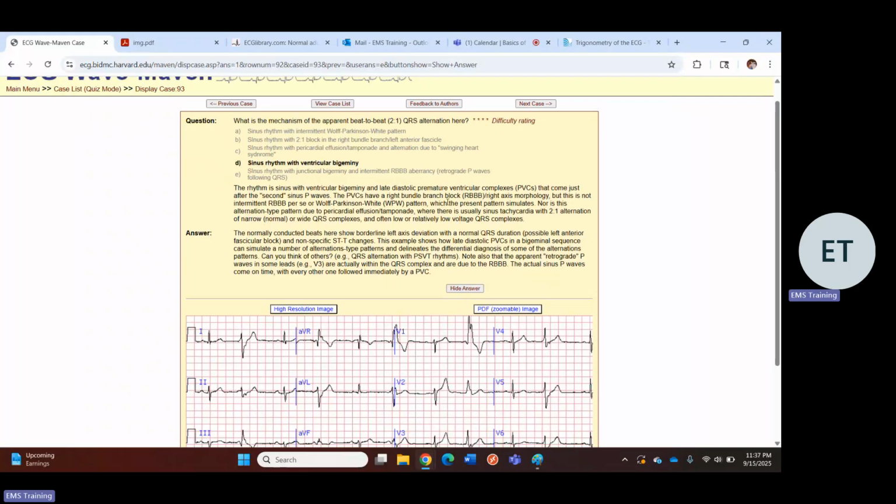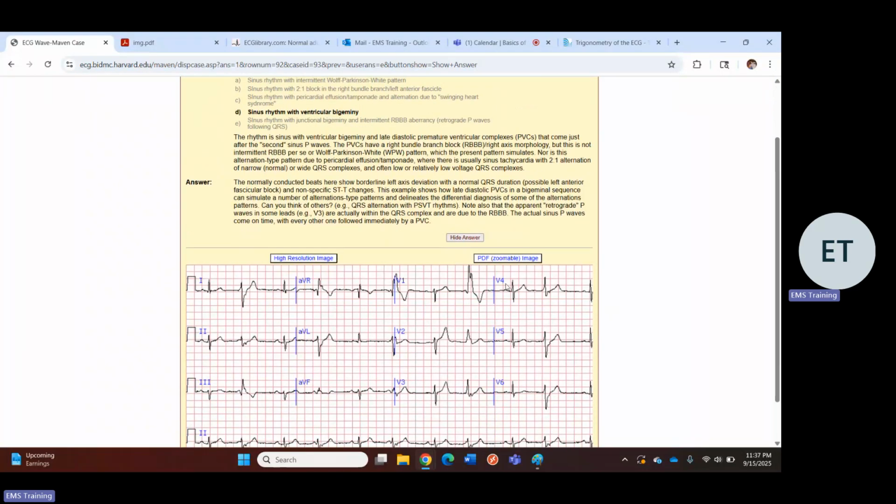The PVCs have a right bundle branch block appearance, but it's not an intermittent right bundle branch block per se, or Wolff-Parkinson-White, which the present pattern simulates. Nor is this an alternation type pattern due to the pericardial effusion or tamponade. Yeah, this just looks way too egregious for that. Where there's usually sinus tachycardia with a 2-to-1 alternation of narrow, wide, or often relatively low QRS complexes. The normally conducted beats here show borderline left axis deviation.